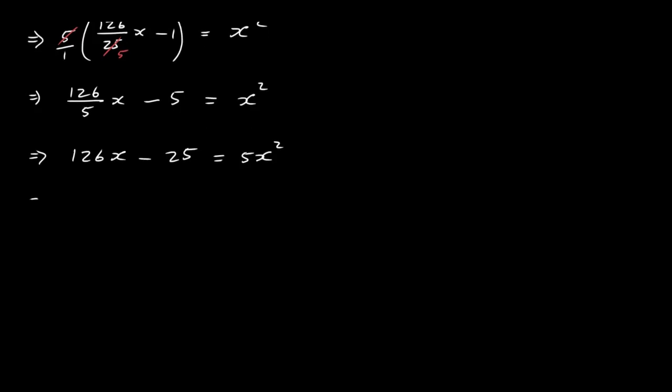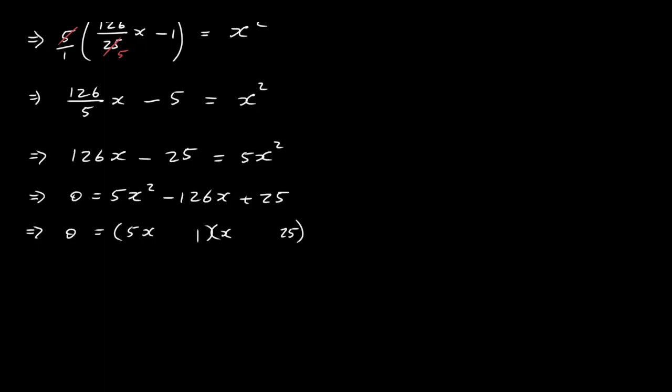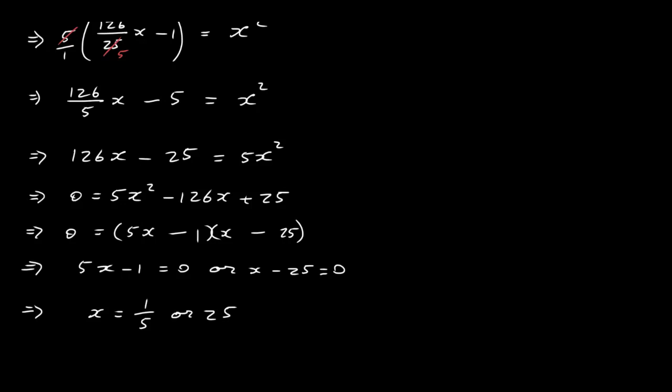Now I have my quadratic trinomial, so let me put everything on one side. So I have 0 is equal to 5x squared minus 126x plus 25. Let's factorize this right hand side. So I'll end up with 5x times x, and I can see that 5 25s will give me 125. So I'm going to put the 25 here, add 1, that'll give me the 126. I have a plus here, so I need a minus minus or a plus plus because we have a minus here. I'm going to put in a minus minus here. That actually gives me 5x minus 1 equal to 0, or x minus 25 equal to 0. So finally, that just gives me x is equal to 1/5 or 25. So they're my two x values.